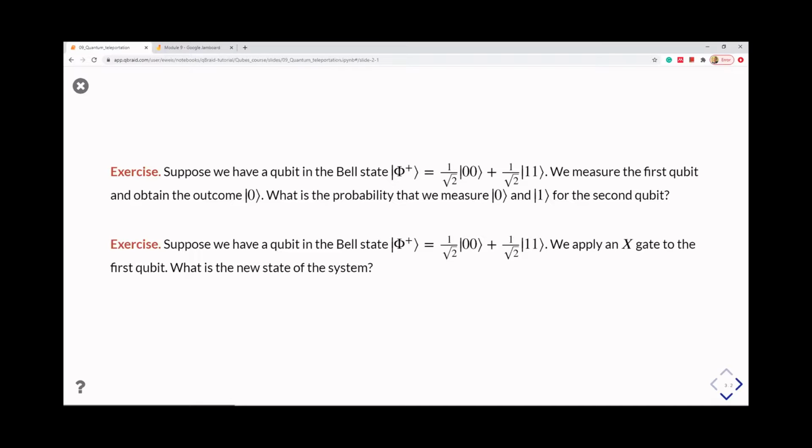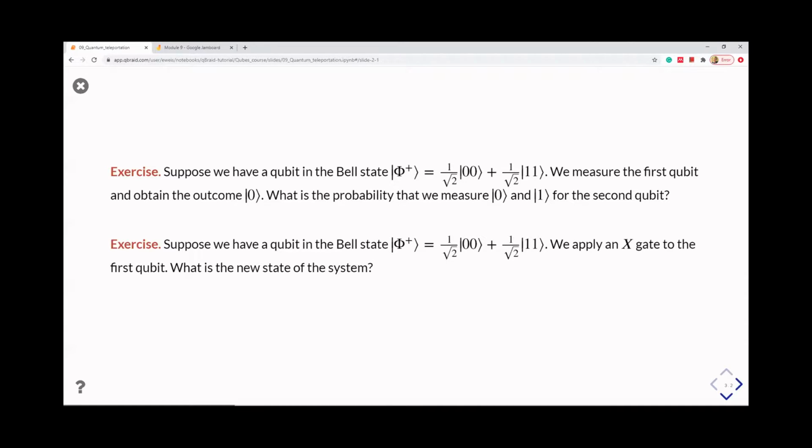Yeah, okay, so the second exercise, we have a Bell state, and it's the same Bell state as before. It's an equal superposition of 0, 0, and 1, 1. What we're going to do is apply an X gate to the first qubit. So an X gate is the NOT gate, right? It's going to flip the first bit. What's the new state of the system?